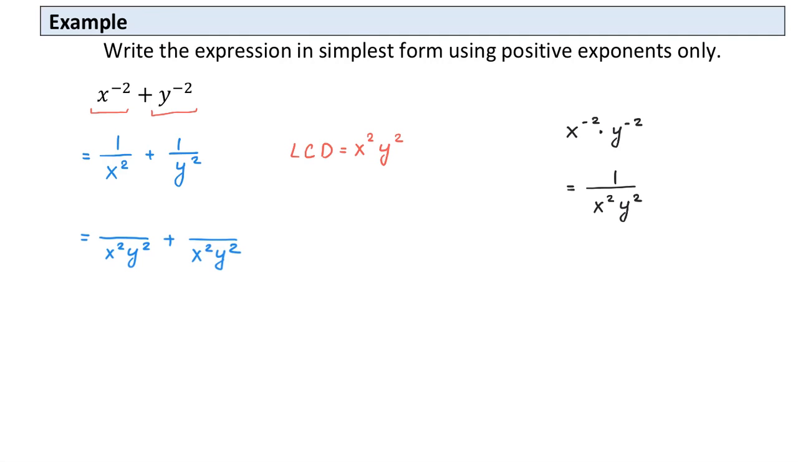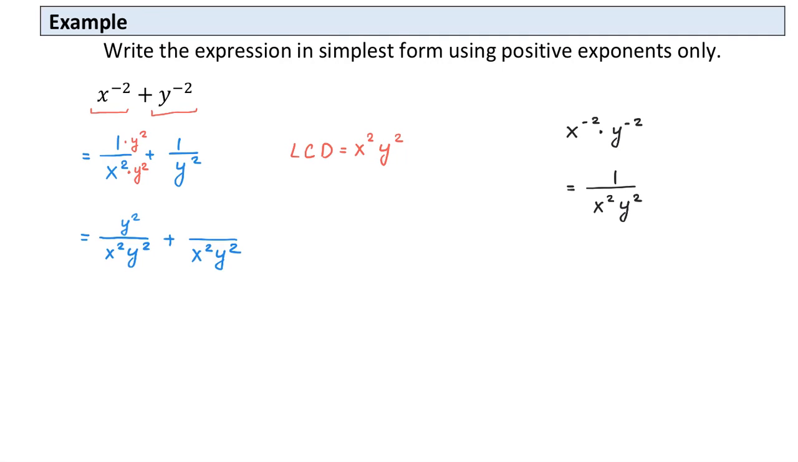Now we need to find the new numerators for these fractions. In the first fraction, the denominator was x squared and now is x squared y squared. Therefore, we will multiply the top and the bottom by y squared. Then 1 times y squared will give us the new numerator of y squared, and the denominator x squared times y squared will give us x squared y squared. So then, let's write the new numerator of y squared.